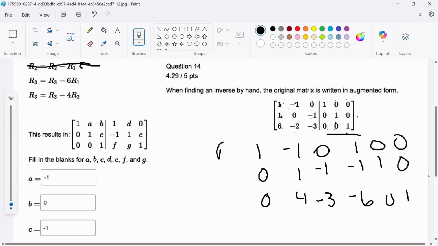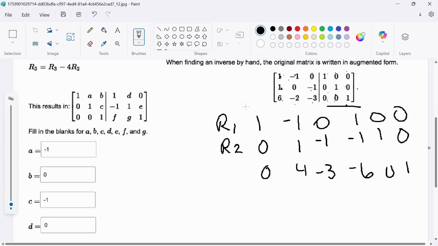So row 1 and row 2 are still going to remain the same, so I'll just do my operation on row 3 now. I'm going to do row 3 minus 4 row 2. 0 minus 4 times 0 is 0. 4 minus 4 times 1 is 4 minus 4 is 0. Negative 3 minus 4 times negative 1 is negative 3 plus 4 is 1.